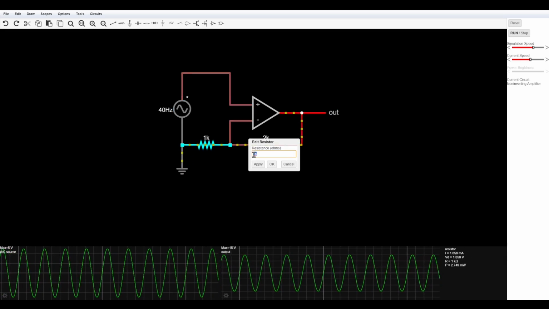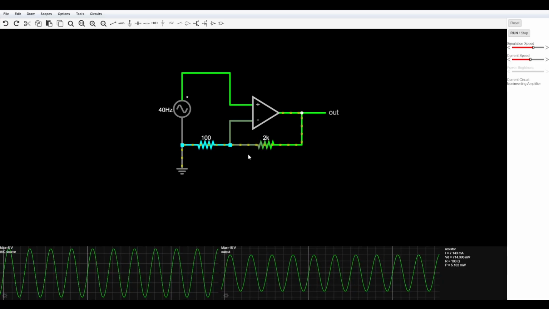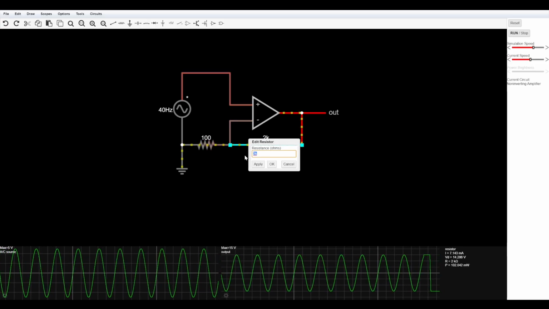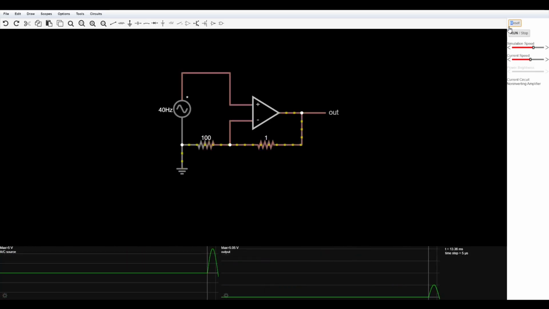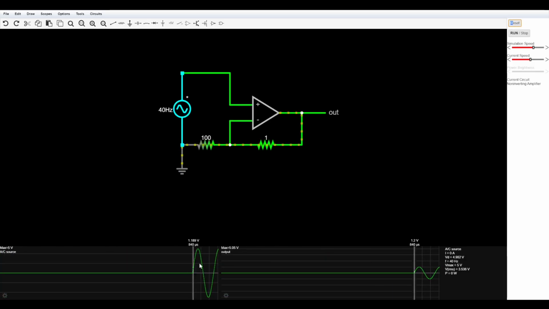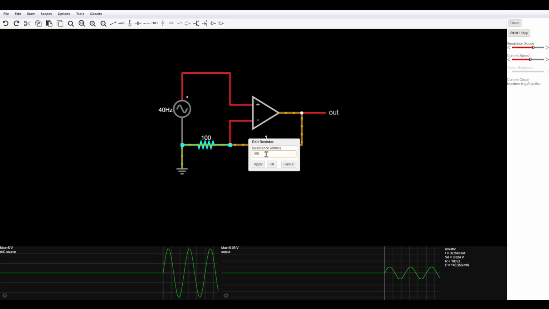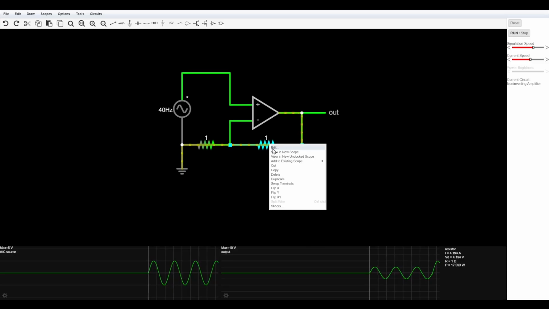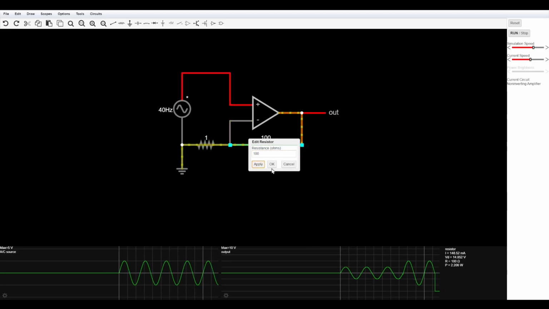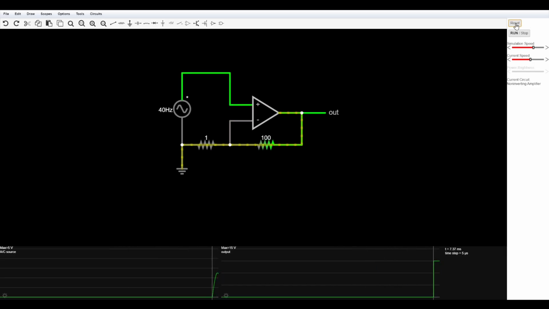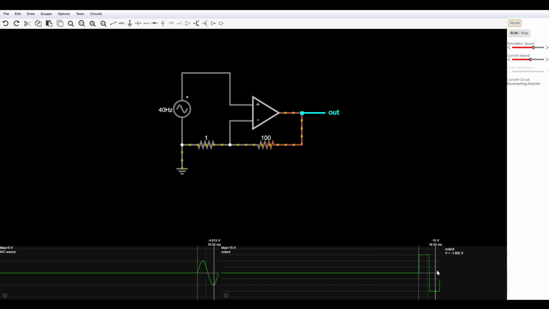But let's change some numbers on this one. Get 100, 1 set. Let's see what we get. Yeah, see, that's making it essentially a follower, more or less. Let's change these values around again. All right, and look at this. We've got the same idea that we showed in EveryCircuit.